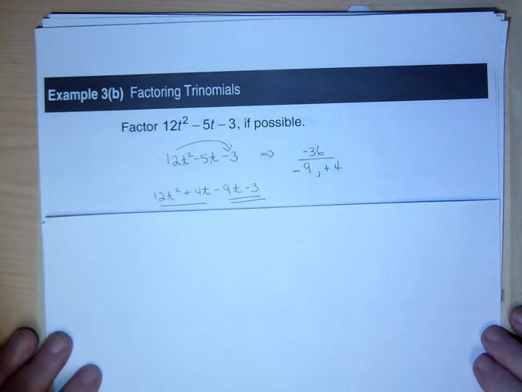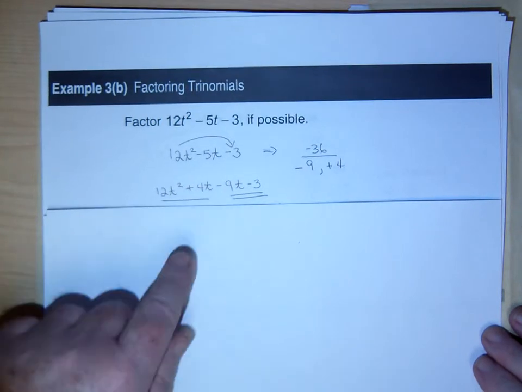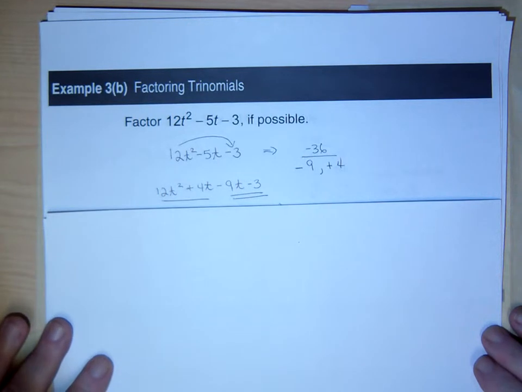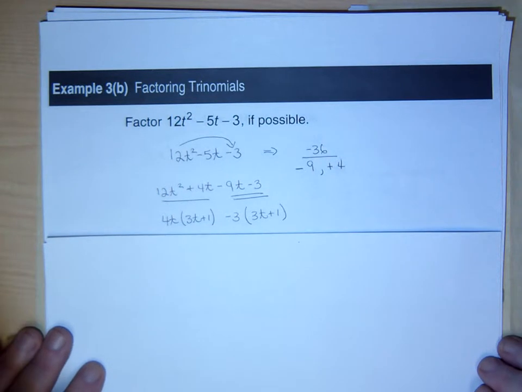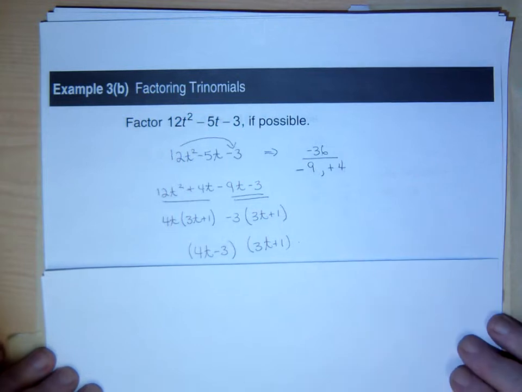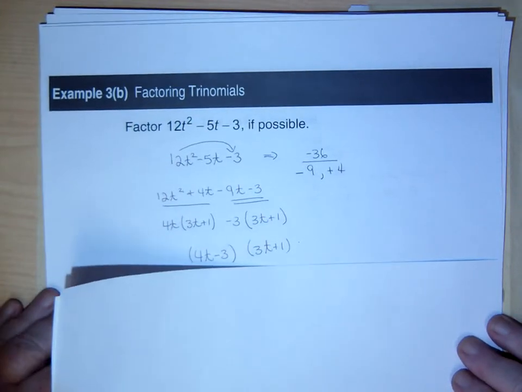I rewrite the trinomial as a four-nomial, breaking the middle term into the sum of those two. Then out of the first two, I will factor a 4t. Out of the last two, I will factor a minus 3. What emerges is a common factor of 3t plus 1, and that means that common factor can be factored out, and we have factored that trinomial thus.